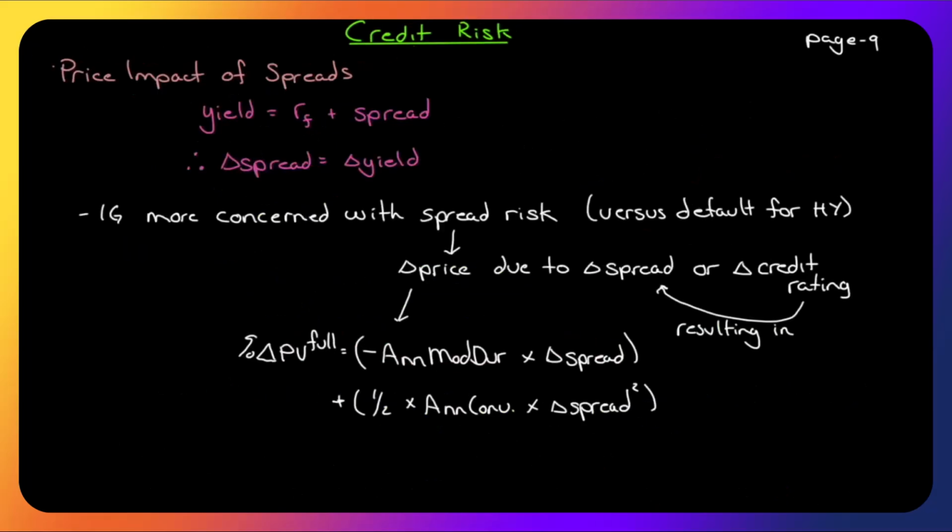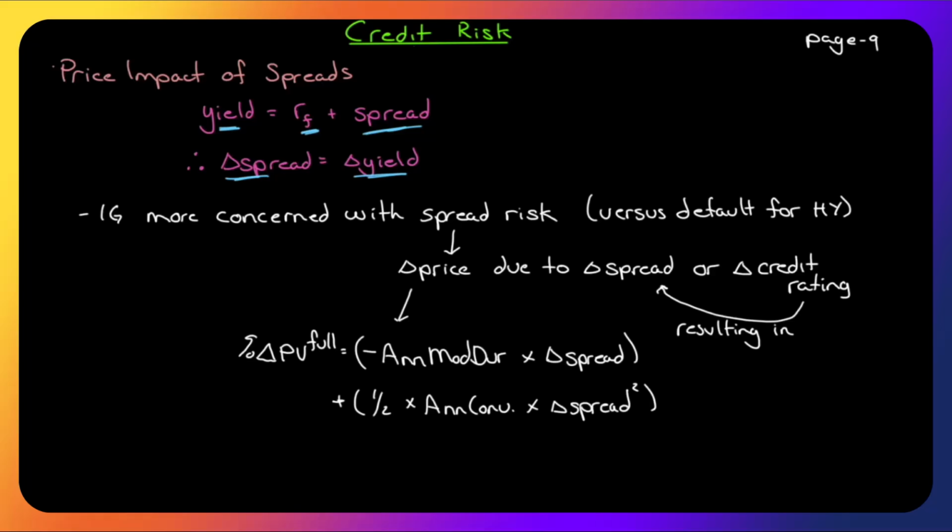And finally, let's look at the price impact of a change in spreads. The yield, as we've seen before, is made up of two components, a risk-free component and a spread. So a change in spread will result in a change in yield. And we've already seen how we calculate the change in the bond price for a change in yield. It's the same thing, except we just substitute it with just the spread. We just say the spread is changing by 20 basis points. Well, then the yield is changing by 20 basis points.